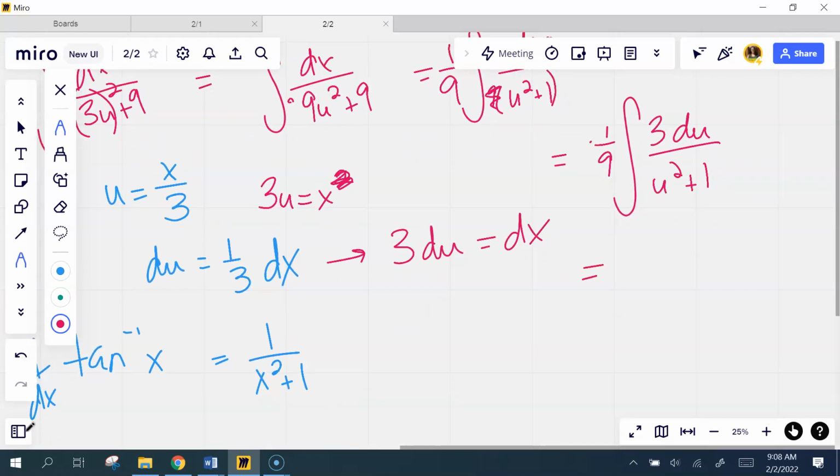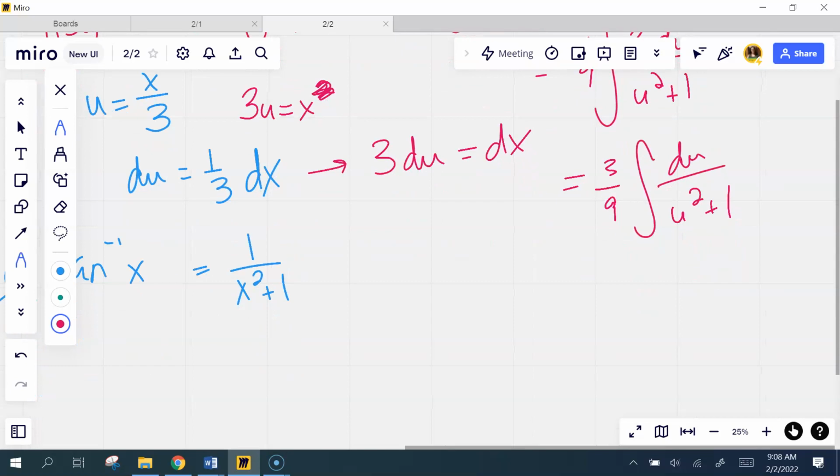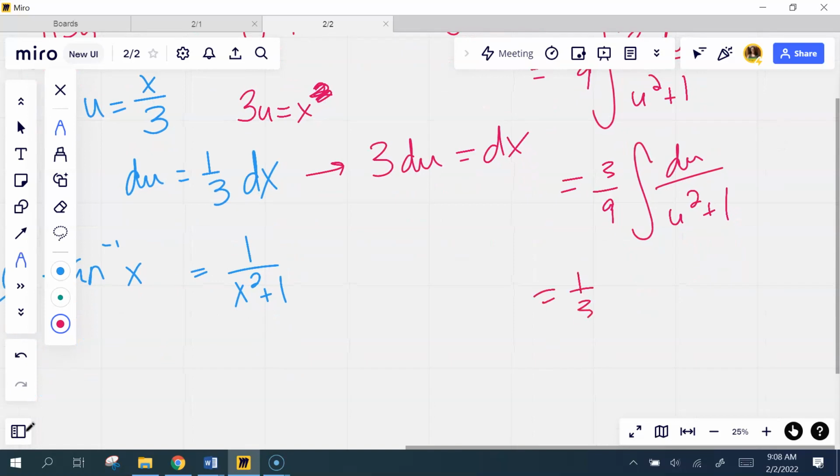Now this 3 can come out, so I have 3 over 9, which is 1/3. This one was tough. So now this is 1/3 inverse tangent of u plus c. And then, of course, I sub my u back in. x over 3.